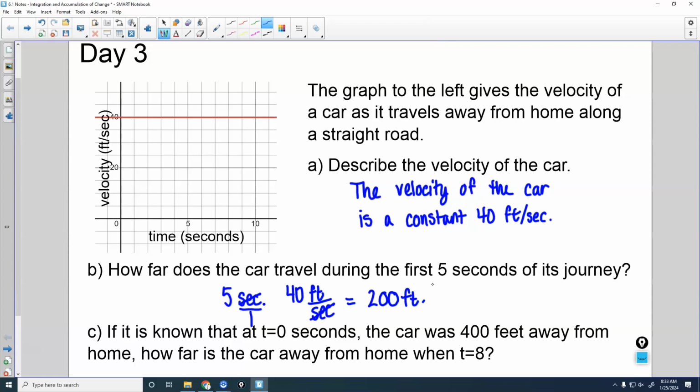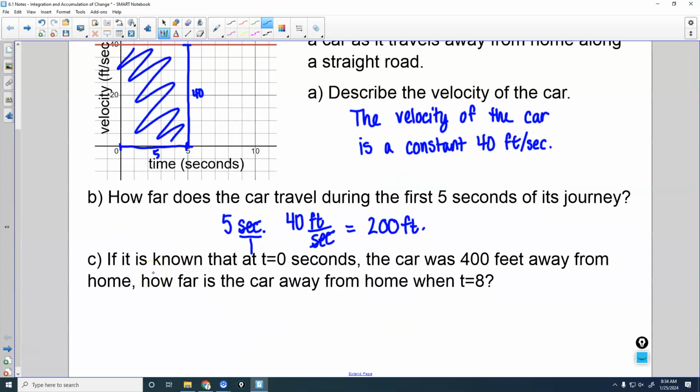Okay, so I want us to think about what we just did there. We had 5 seconds here. We multiplied it by the 40 right there. So this was 5, this was 40. What did we essentially find? The area of that rectangle, right? Okay, that's going to be important.